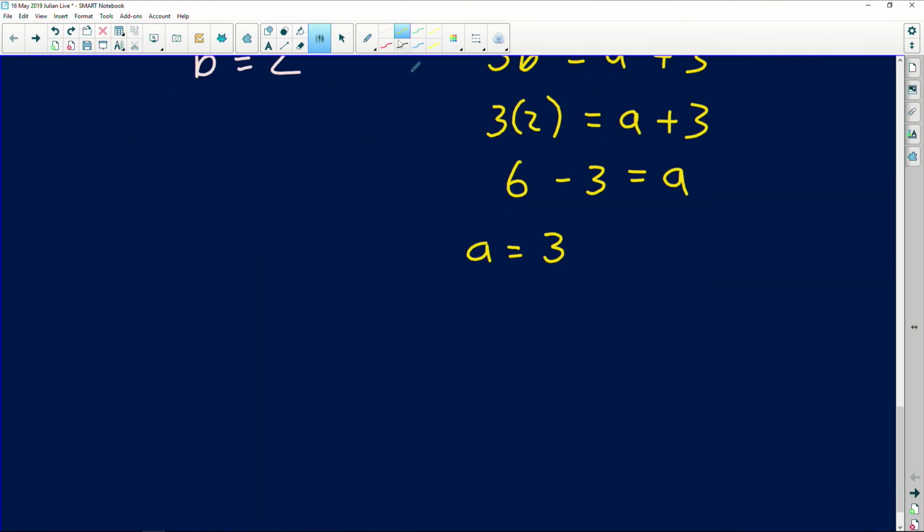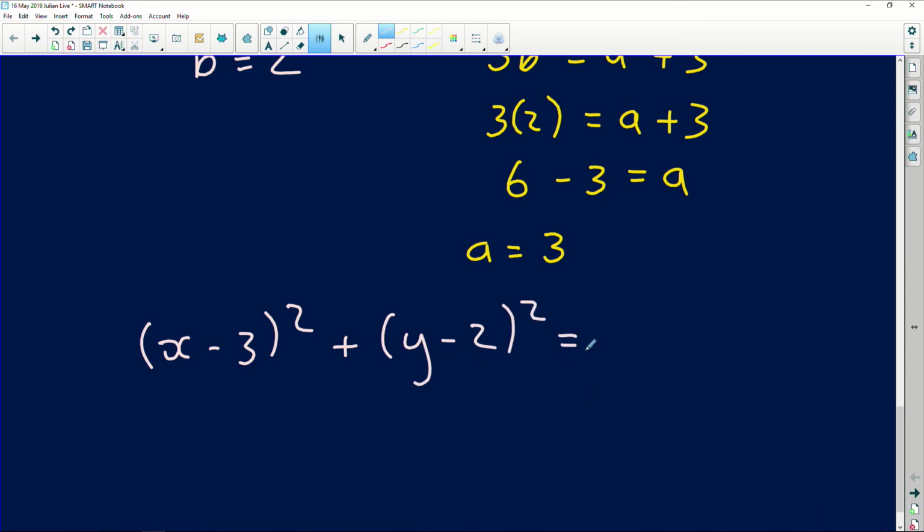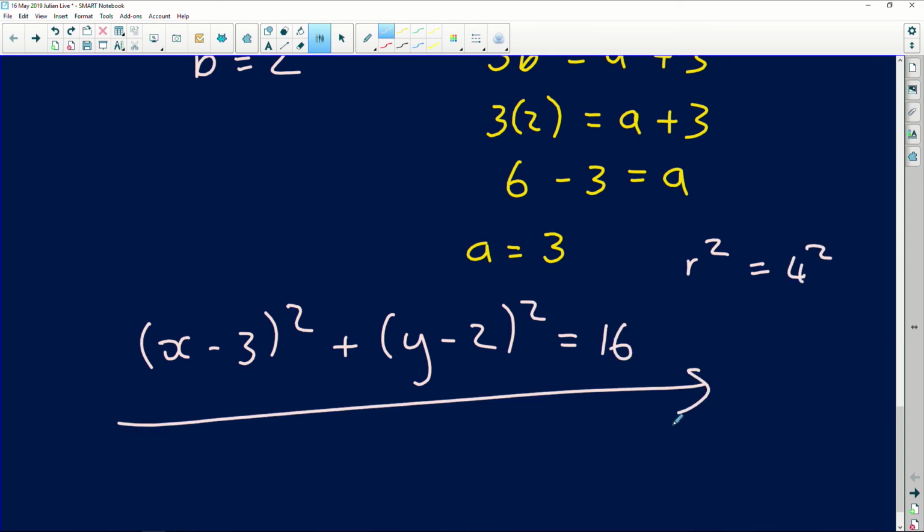So finally we can write down my equation of my circle. We're going to have my equation of my circle being x minus 3 squared plus y minus 2 all squared. And that's going to give me my r squared. Remember, r squared is what comes over here, and that's going to be equal to 4 squared, and that's going to give me 16. All right.